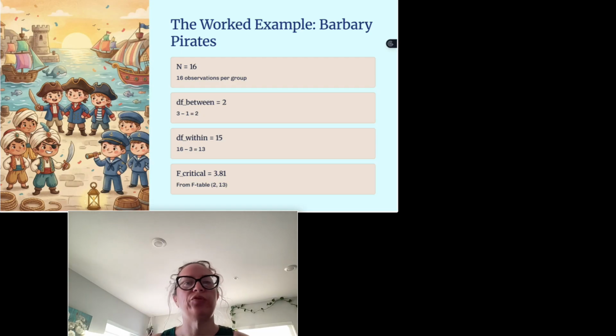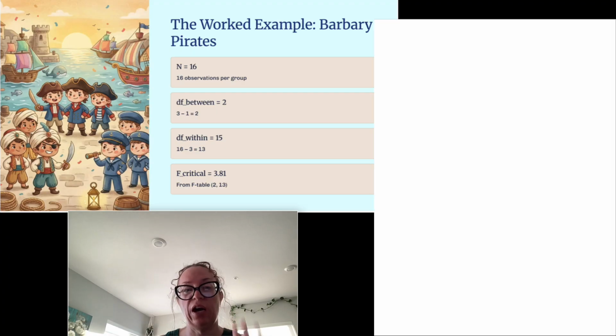Okay, so we're going to work through a full ANOVA calculation using the Barbary Pirates data, and this time it's using real data. We actually know how much everything was, how much we paid or were paid or whatever. So this is the kind of problem that you'll see in real life, and this is also the kind of ANOVA problem that you might see on a quiz. Okay, so we have the data.